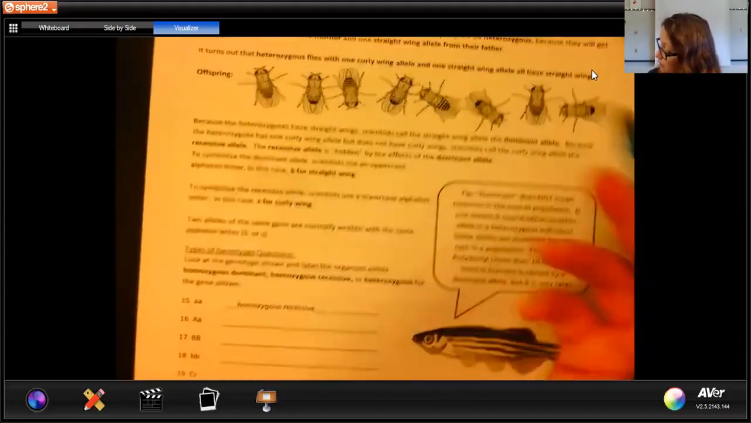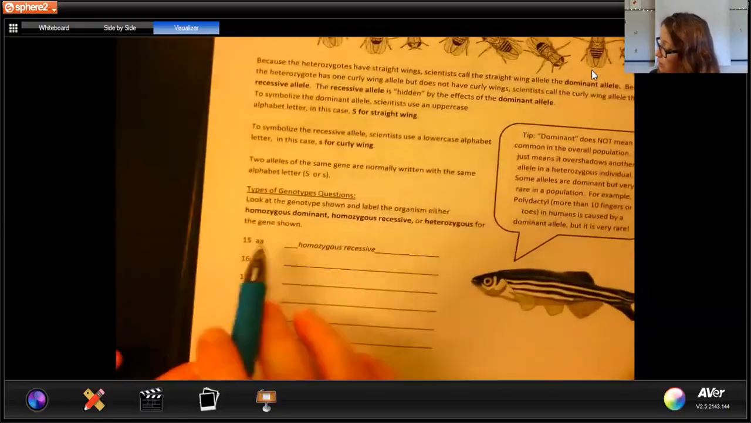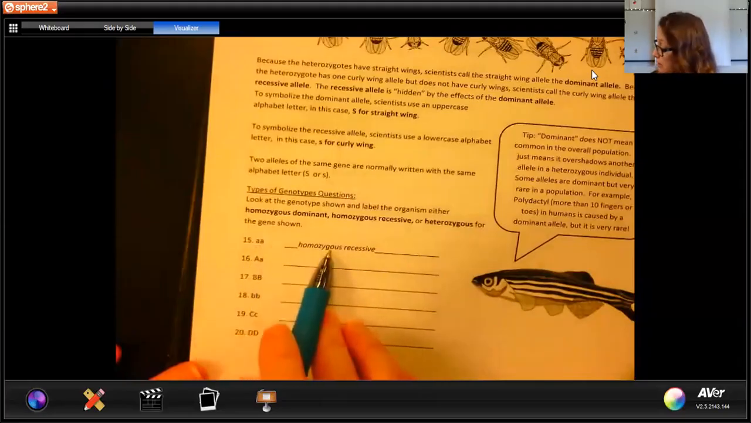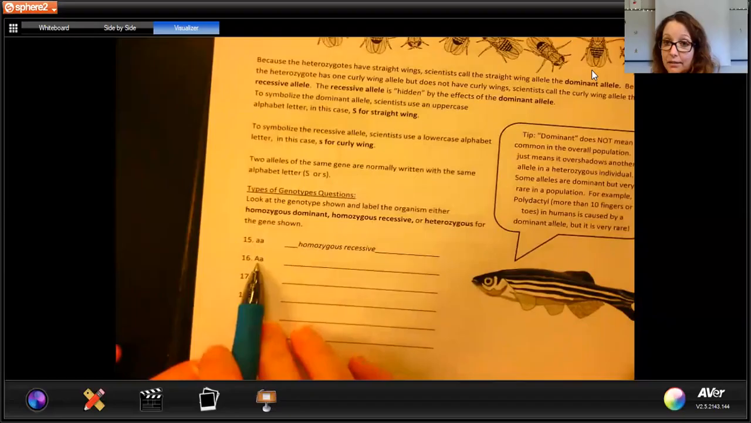So looking at dominant and recessive, you look at things. So here we're looking at genotypes. This is little a, little a. We're calling that a homozygous recessive. Here is a big A, little a. Is that homozygous dominant, heterozygous, or homozygous recessive?